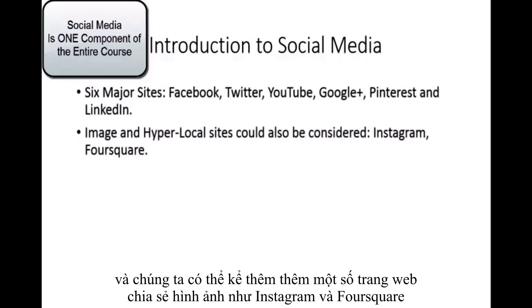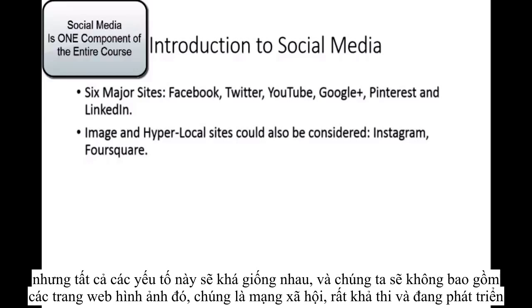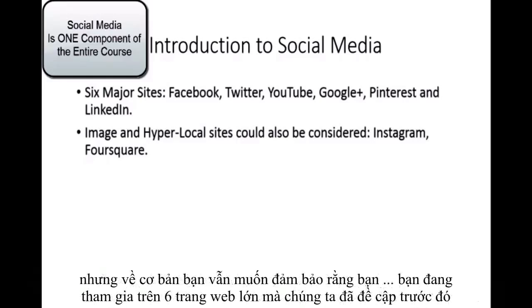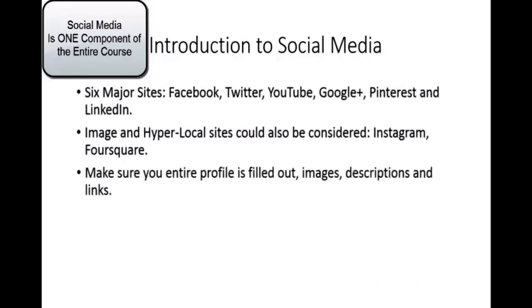Now, we're going to be covering six of the major sites: Facebook, Twitter, YouTube, Google+, Pinterest, and LinkedIn. We could cover some of the image sites like Instagram and Foursquare, but all these elements are pretty much going to be the same, even if you were to cover those. Now, we're not going to cover those image sites. They are social networks. They are viable. They are up and coming, but you still basically want to make sure you are participating on the major six sites that we've mentioned prior to this.